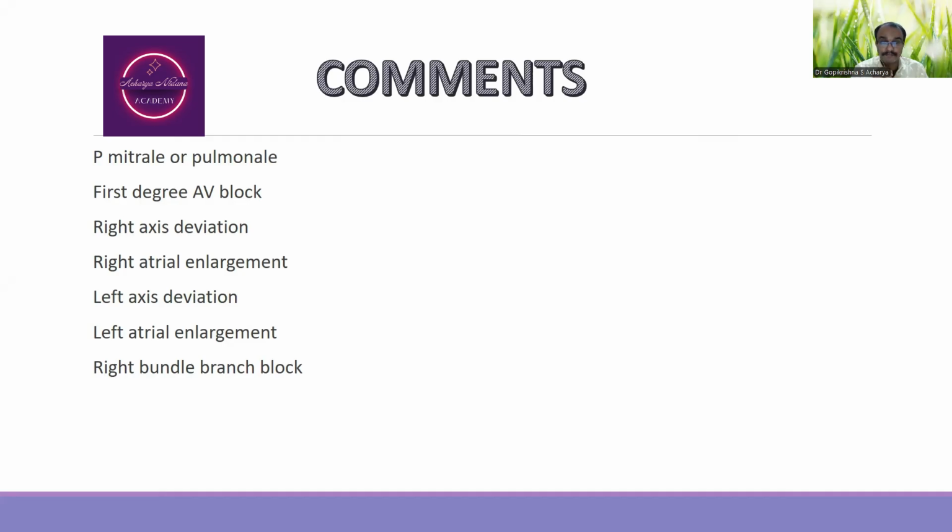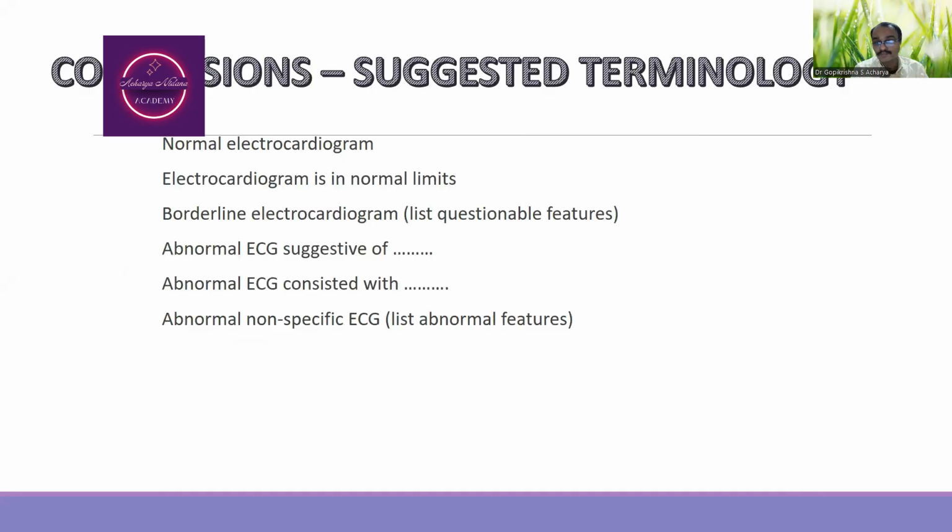In right atrial enlargement, we can see a tall P wave of more than 2.5 small squares. Whereas in case of left axis deviation, the electrical axis will be lying between minus 30 to minus 90. Left atrial enlargement, where the width of the P wave will be more than 2.5 small squares, is a notched P wave. Whereas in right bundle branch block, we can see the rabbit ears pattern. So these are the different comments we can put while recording the electrocardiogram.